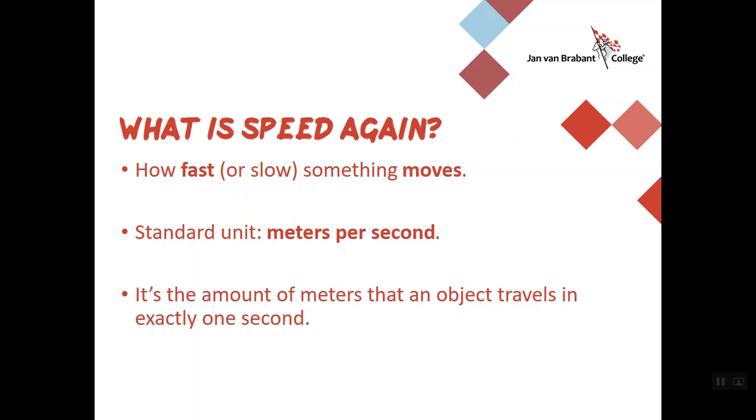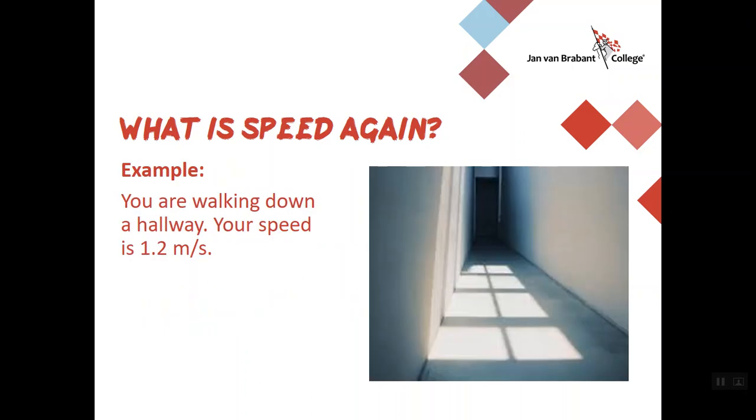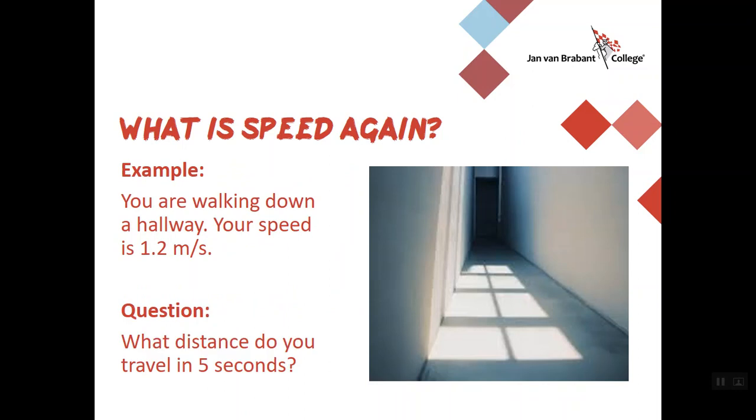When using standard units, meters and seconds, you can also say that the speed is the amount of meters that an object travels per second. Let's have a look at an example. Suppose you're walking down a hallway and your speed is equal to 1.2 meters per second. That means that in exactly 1 second you travel a distance of 1.2 meters. Can you tell me what distance you travel in 5 seconds? How about 10 or 60?